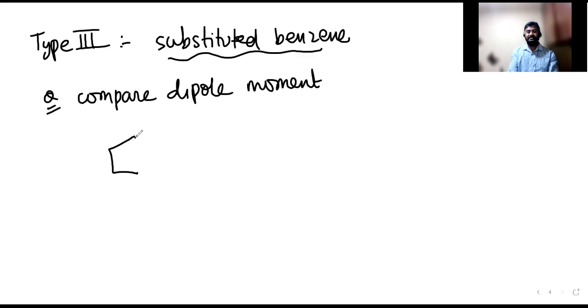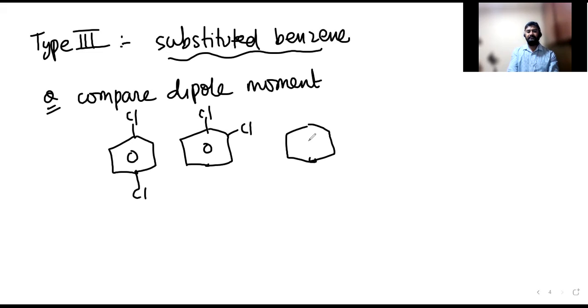So the first question is this benzene, one chlorine up, one chlorine down. Another benzene, one chlorine up, one chlorine here. Another benzene, one chlorine up and one chlorine down. Suppose they ask you to compare dipole moments. This kind of question is also very common. So how to do it? Just remember, there's one shortcut that I always recommend that you use. Mu is proportional to 1 by theta.